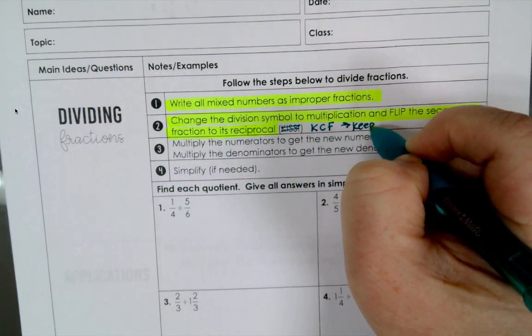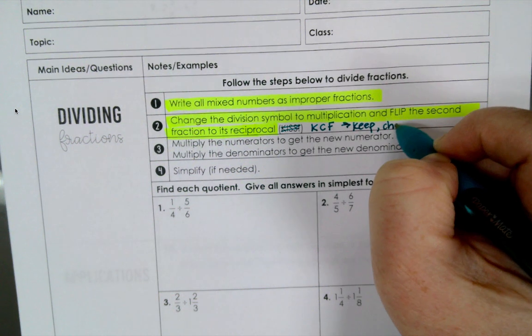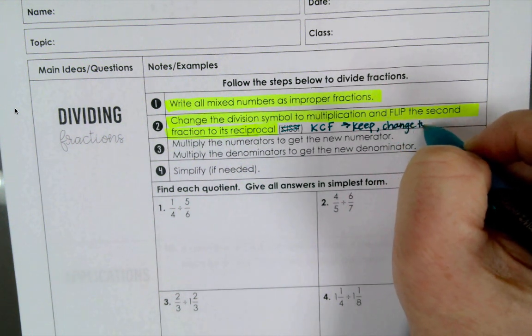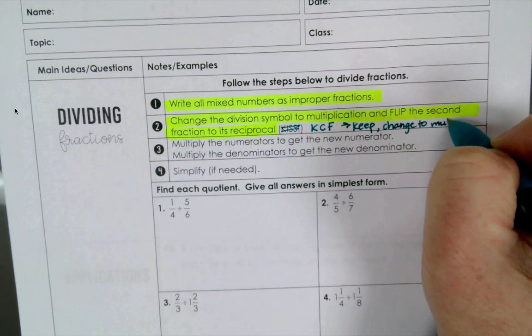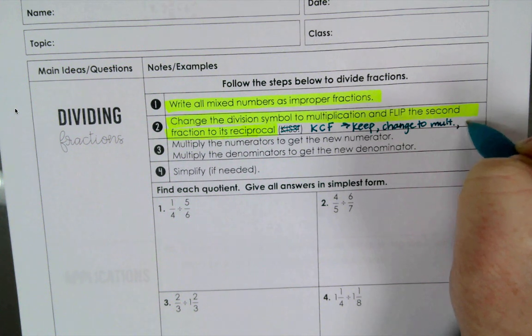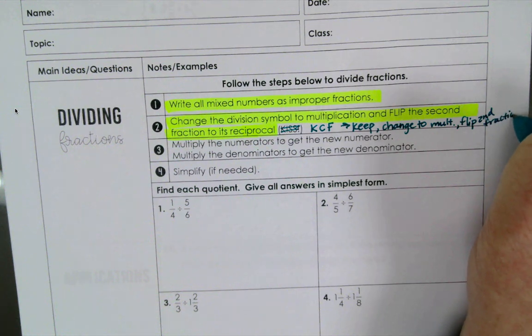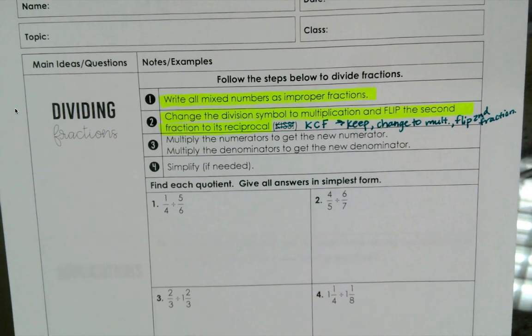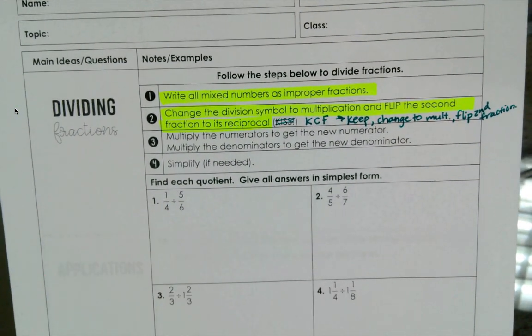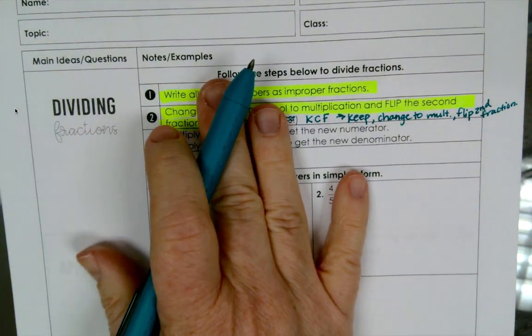Keep the first fraction, change to multiplication, and then flip the second fraction. Okay, that's what we're going to have, keep, change, flip, and I'll come right over here on this side as well.